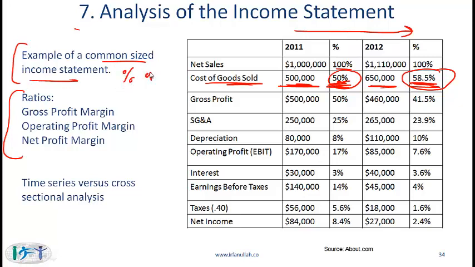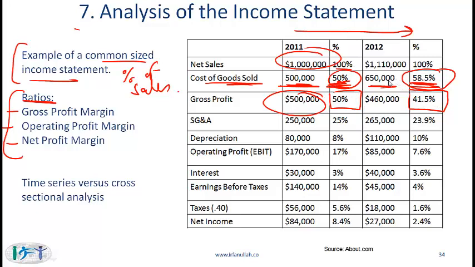Some of the most important ratios that you can extract from the income statement are gross profit margin, operating profit margin, and net profit margin. Gross profit margin is equal to the gross profit divided by sales. And notice that that number is also given in the common sized income statement. Gross profit divided by sales is 50% over here. Gross profit divided by sales for 2012 is 41.5. So it looks like the gross profit is going down, which makes sense given that the cost of goods sold is going up.